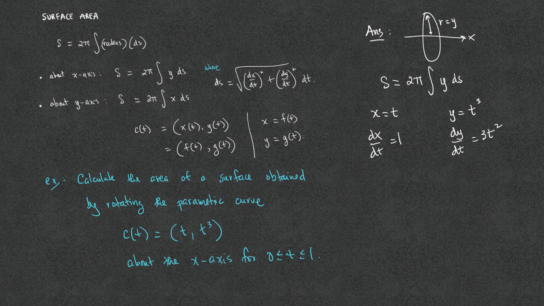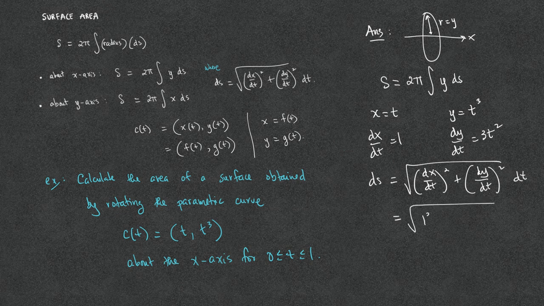Thus, the differential ds is the square root of (dx/dt) squared plus (dy/dt) squared dt. But dx/dt is 1 and dy/dt is 3t squared. Simplifying this, we have the square root of 1 plus 9t to the fourth, then dt.